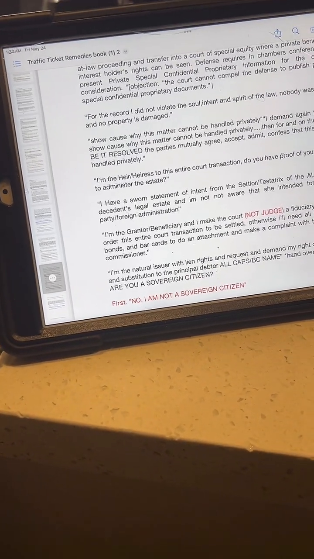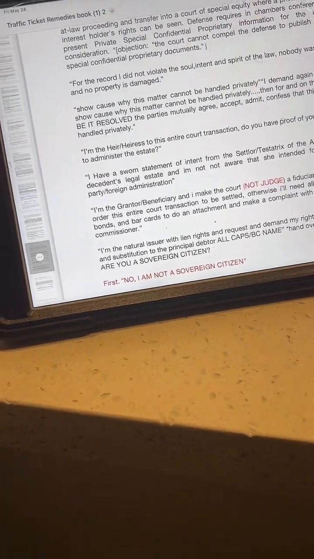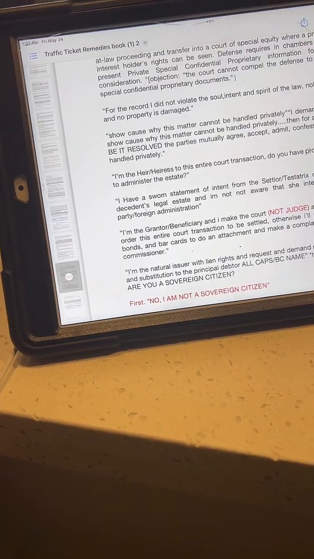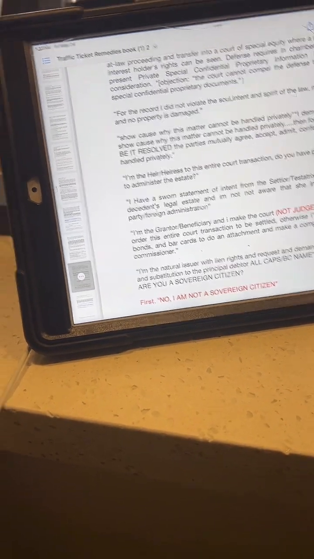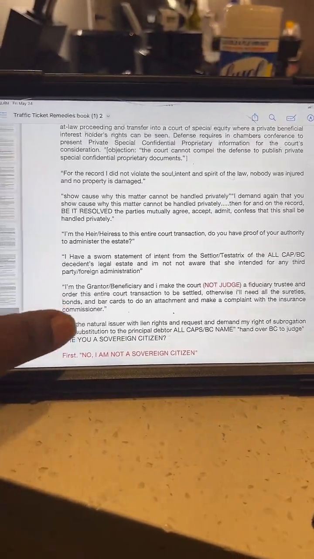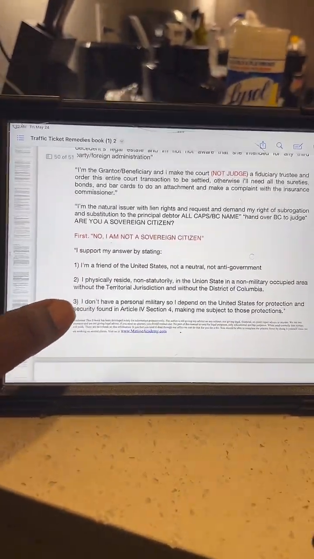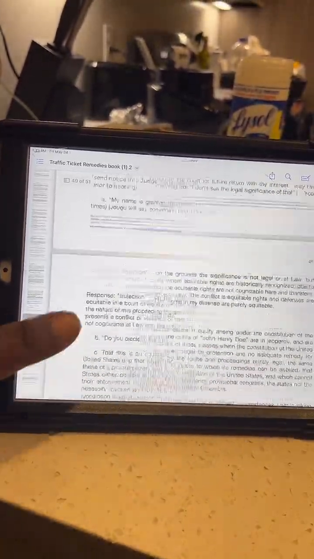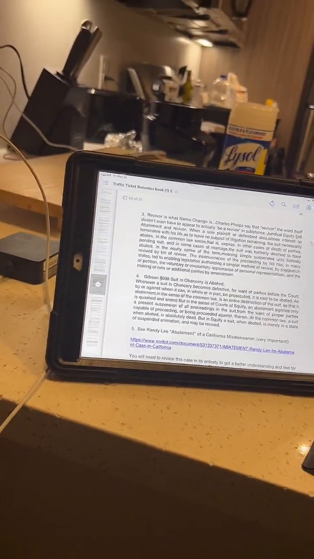So you can literally use a Bible verse to beat a court case. That's why it's important to have a Bible. You can literally use a Bible scripture to beat a court case. He explains how to do that. He talks about that. So, I really just don't feel like reading this out loud because I already done read a couple of ebooks to y'all.